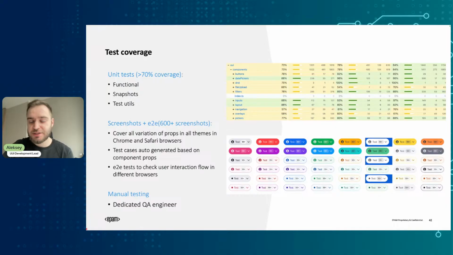Also, besides screenshots, we have integration tests using the Playwright framework. These tests check the functionality of complex components and how they interact with state management utils and other integrations. And the final stage of quality control is our manual tester.